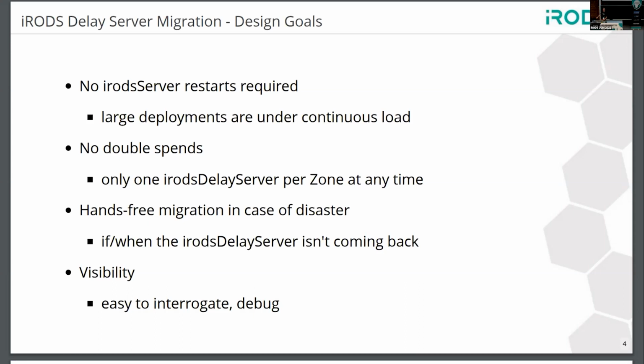We need to move to a different machine because it's old, because it's time for it to be upgraded, because whatever reason, right? Because it went away and it's not coming back. It's already burned down. So no restarts required is a design goal. We can't have the double spins. We can only have a single delay server in the zone. We want this to be relatively hands-free because by the time you're having a disaster, you don't need another one. Let's just make it easy for you.